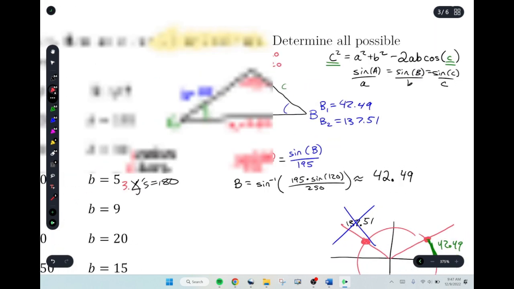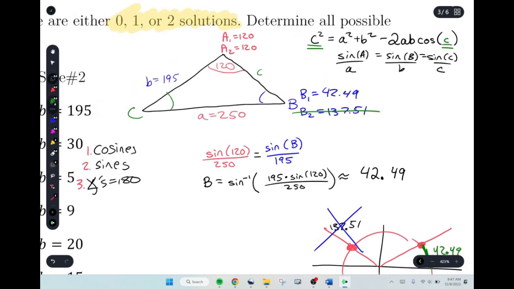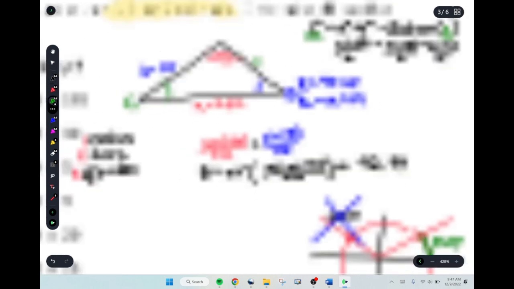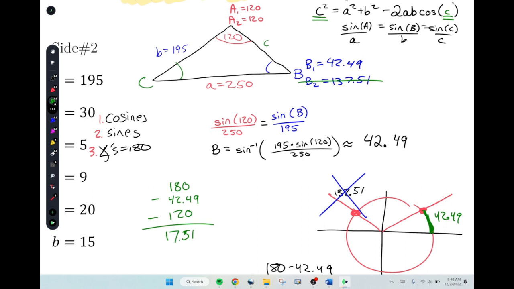But we can't do it here because it's impossible. On a different one, it might be possible. But let's see. So what is the value of C now? We can do the easy way to get the value of C. Uppercase C, thank you. 180 minus 42.49 minus 120. 17 point what? So C is 17.51.